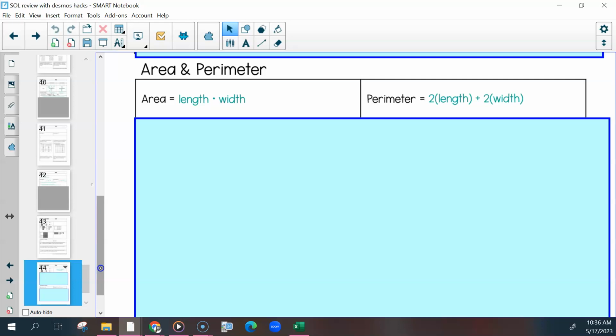The area equation may be given to you on your formula sheet. I'm not 100% sure about the perimeter, so that may be something you have to remember and know. But if you have any word problem or problem that talks about area, you have to remember that you're multiplying length times width. And then perimeter, you are either adding up all the sides or multiplying 2 times the length, 2 times the width, and adding those together.